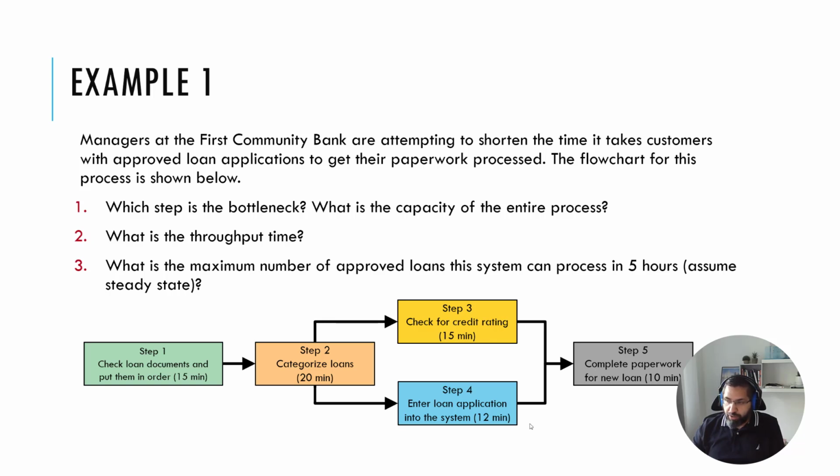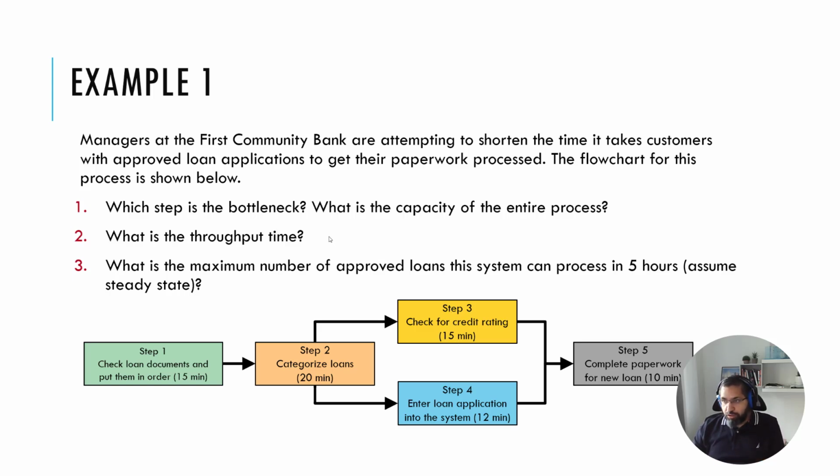So when you have something in parallel like this, you'll take the maximum of the times of the activities in parallel and use that to be added to your throughput time. And you'll not add both 15 and 12. So don't do 15 for step 1, 20 for step 2, 15 for step 3, plus 15, and then plus 12 for step 4. You can't add both step 3 and step 4 because they happen in parallel. You only add the maximum of the two. So you do 15 plus 20 plus maximum of 15 and 12, which is 15, plus 10.